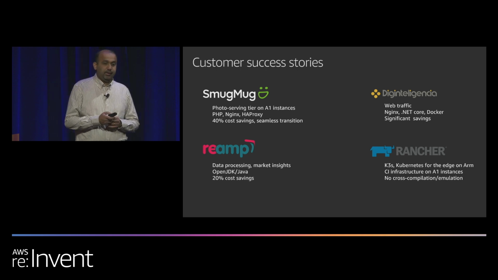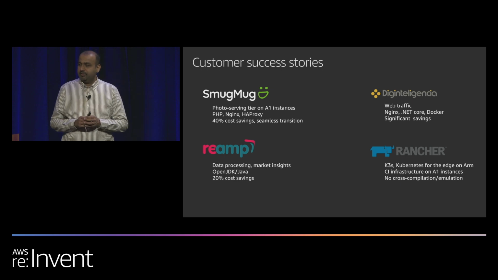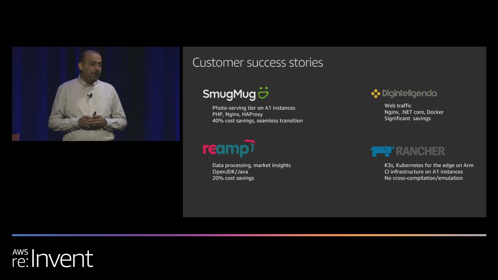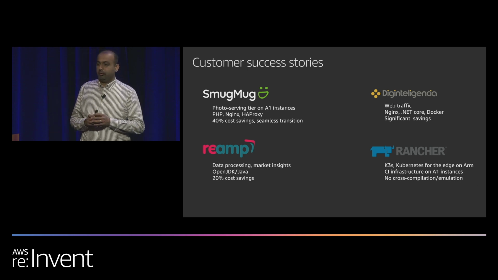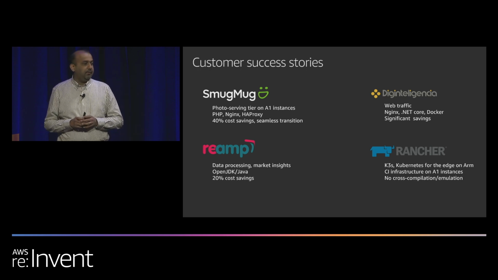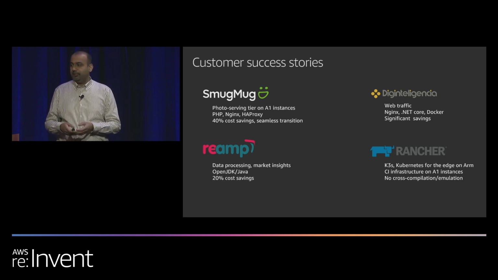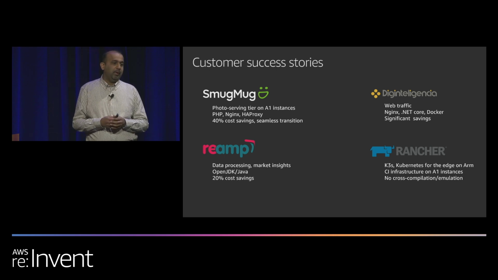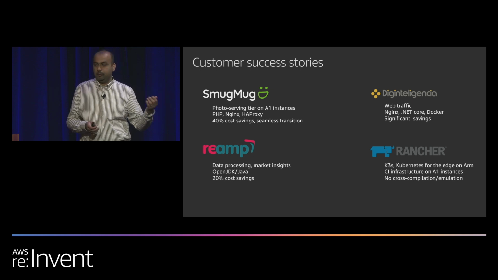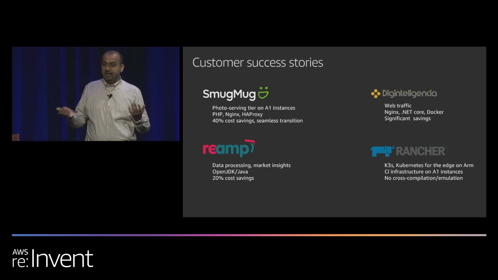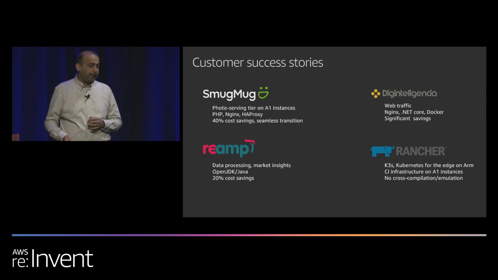And finally, I have an example here of an ISV, Rancher Labs. As Rancher was developing K3s, which is a Kubernetes for the edge on ARM deployment, they needed to run their CI infrastructure on ARM servers. And to avoid the pitfalls of emulation or cross-compilation, which can often be error-prone or might result in delays, they instead resorted to building and testing directly on A1 on ARM hardware in the cloud, and take advantage of the elastic nature of the hardware that we provide within the cloud.